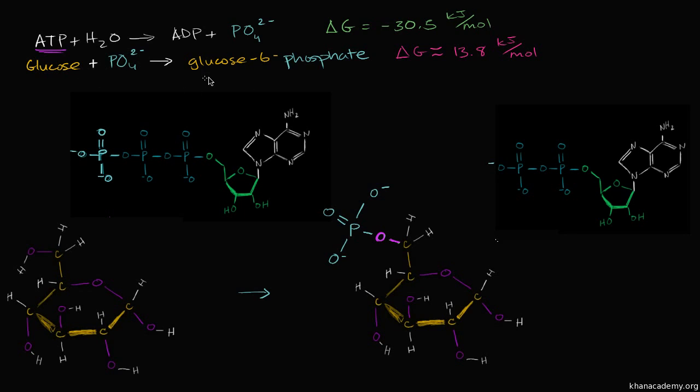Now, unfortunately, this reaction of taking glucose and phosphorylating it requires energy. It's endergonic. It's not going to happen spontaneously. It has a positive delta G. And so you can imagine what we're going to need to make it happen. We're going to have to use the energy currency of the cell, our good friend ATP.